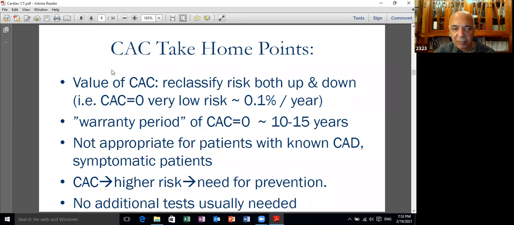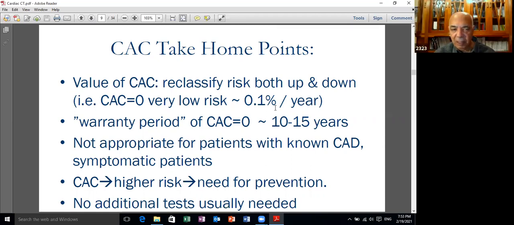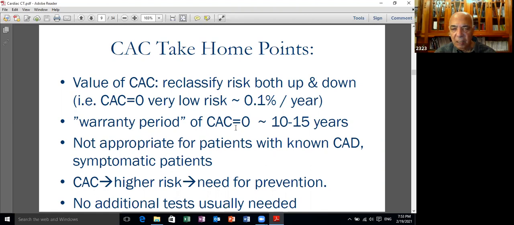If you have a calcium score of 0, you are very low risk, and the risk is about 0.1% per year. Remember from the last lecture, if you have a normal nuclear scan, the risk is 1% per year. Here we are talking about 0.1% per year. And the warranty period in a normal nuclear scan was 5 years, but look at the warranty period here. If you have a calcium score of 0, it's between 10 and 15 years.